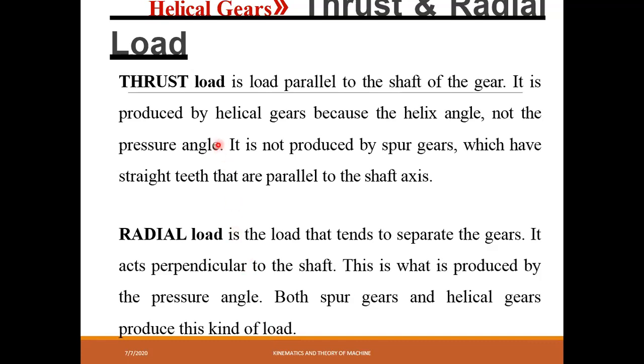Now, the thrust load is produced due to the helix angle, and the radial load is produced due to the pressure angle. But in the spur gear, there is no helix angle, so thrust load is not going to be produced on the spur gear. But the pressure angle is available in the helical gear as well as the spur gear. So the radial load is generated on both types of gear.